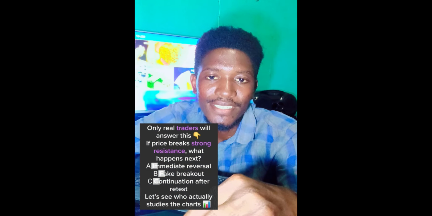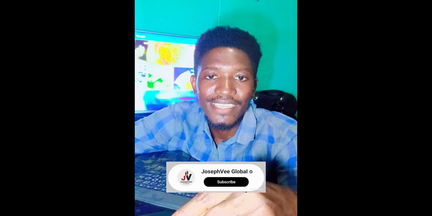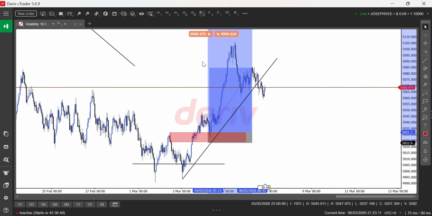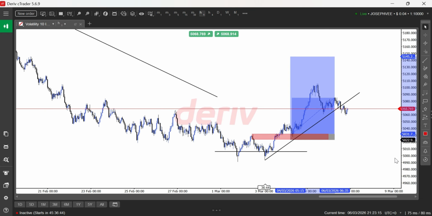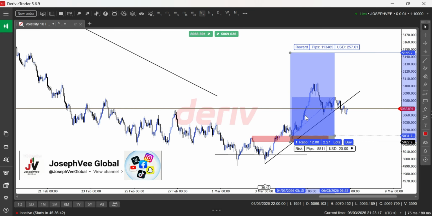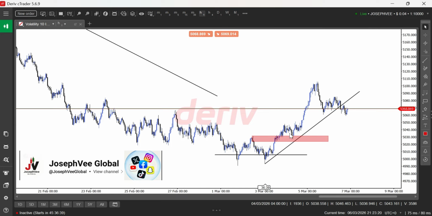Yesterday, I asked a question: if price breaks a resistance level, what happens next? Just as promised, I'm here to answer that question with a chart example. So let's go into the chart, guys, and answer the question. We're on a live chart, this is the VIX10 index, and I'm going to use this particular pair for these examples. But first things first, if price breaks a resistance level, what happens next?